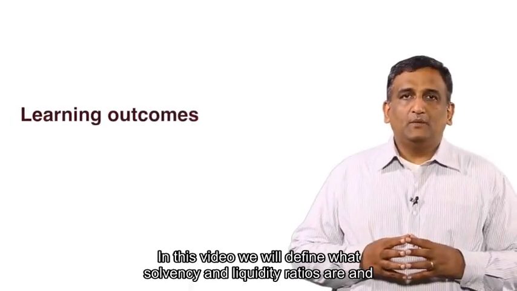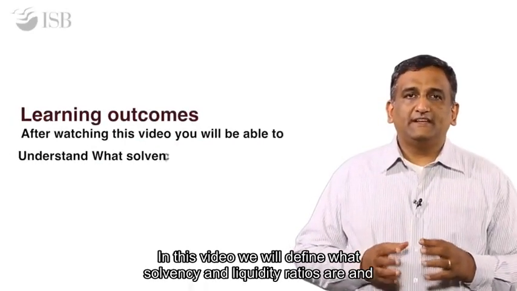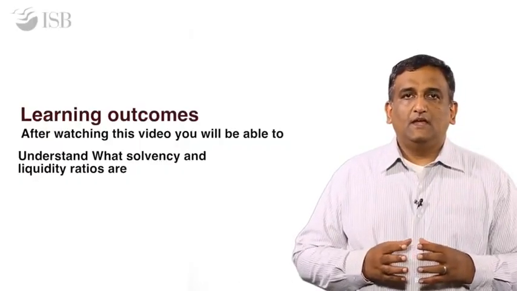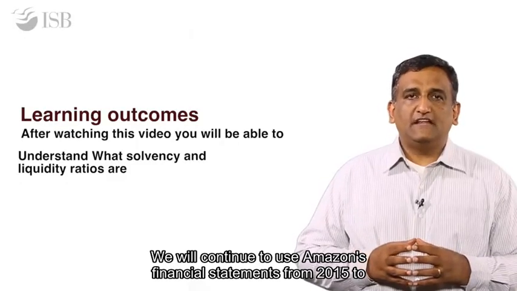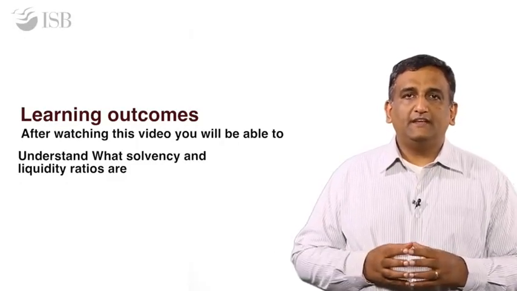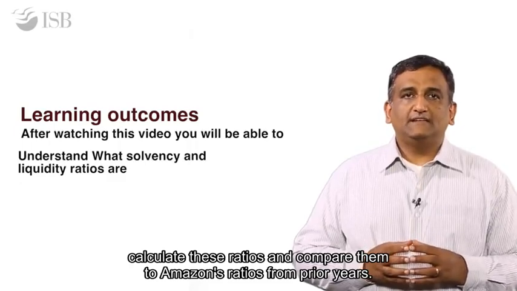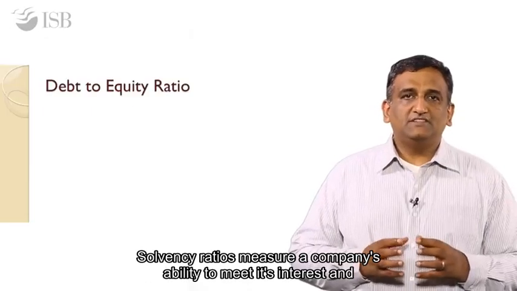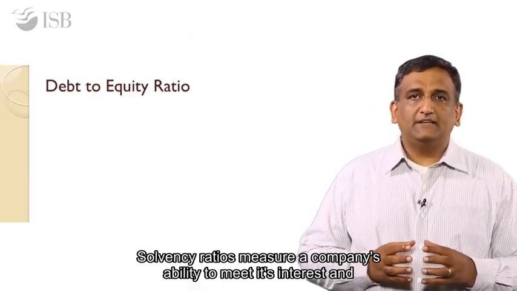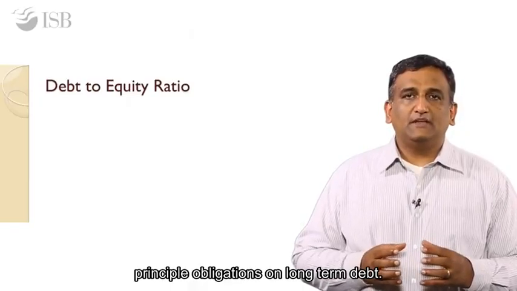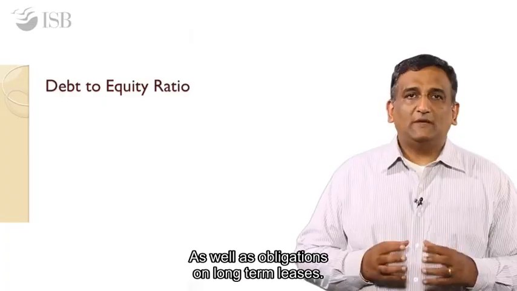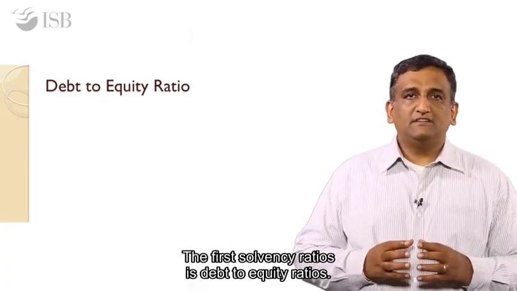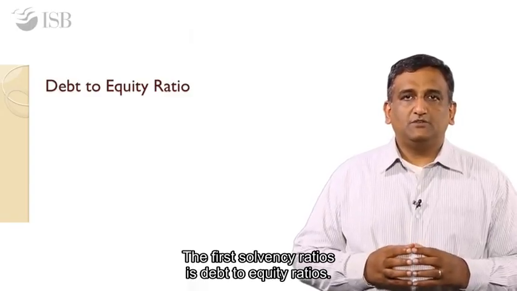In this video, we will define what solvency and liquidity ratios are and look at some of the different types of these ratios. We will continue to use Amazon's financial statements from 2015 to calculate these ratios and compare them to Amazon's ratios from prior years. Solvency ratios measure a company's ability to meet its interest and principal obligations on long-term debt as well as obligations on long-term leases. The first solvency ratio is the debt to equity ratio.